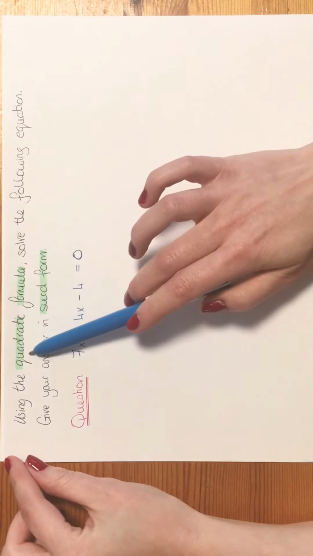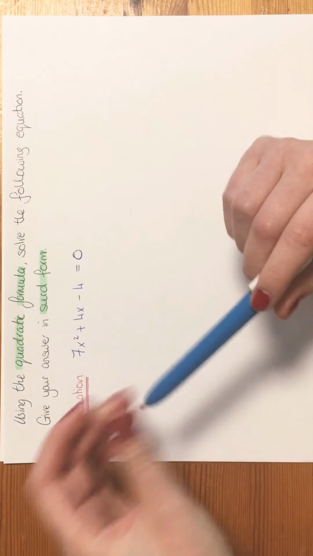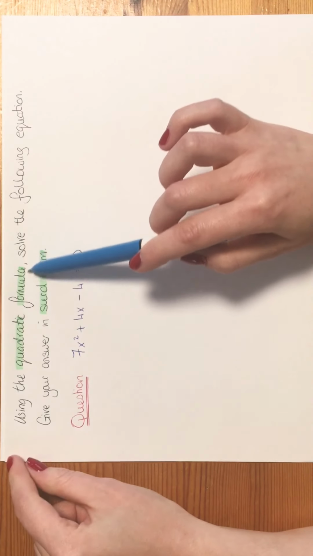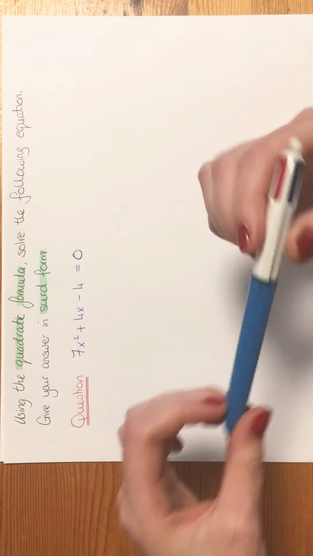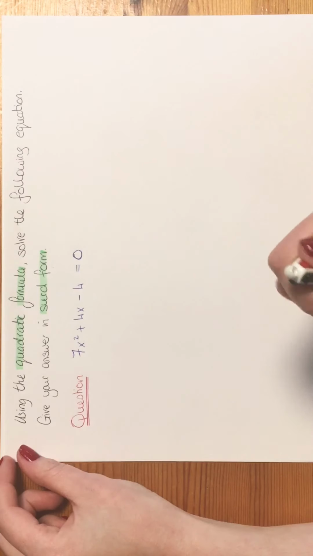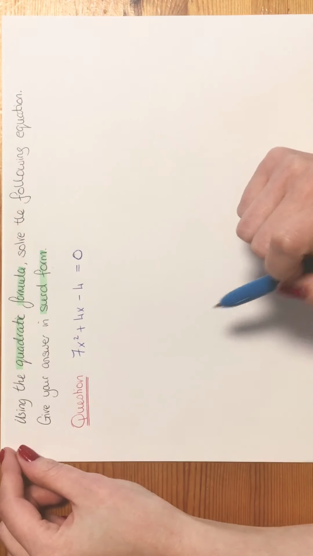Okay, so when using the quadratic formula, you can be asked to give your answer in 1, 2 or 3 decimal places, but you can also be asked to give your answer in surd form. Okay, so what surd form means is that the square root should still be in your answer at the end. Okay, so the question here we have is 7x squared plus 4x minus 4 equals 0.